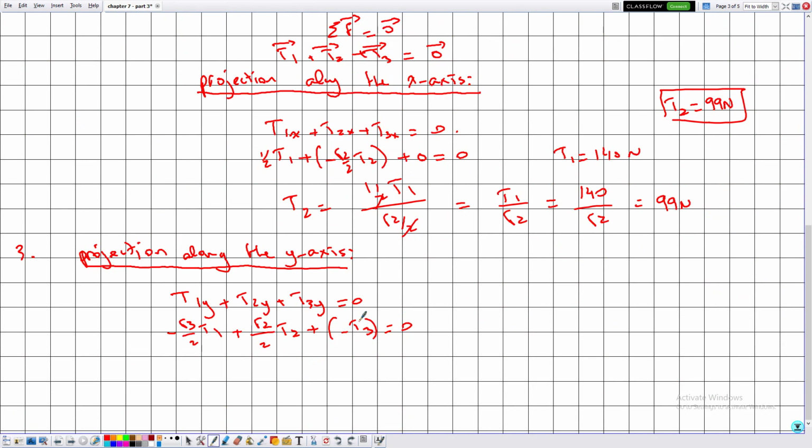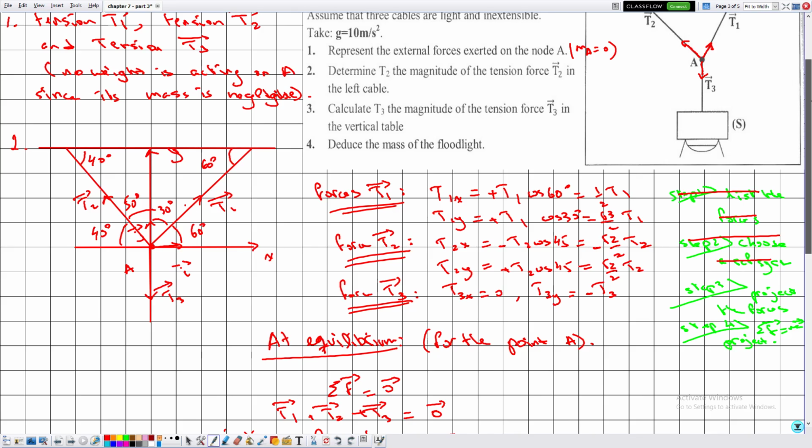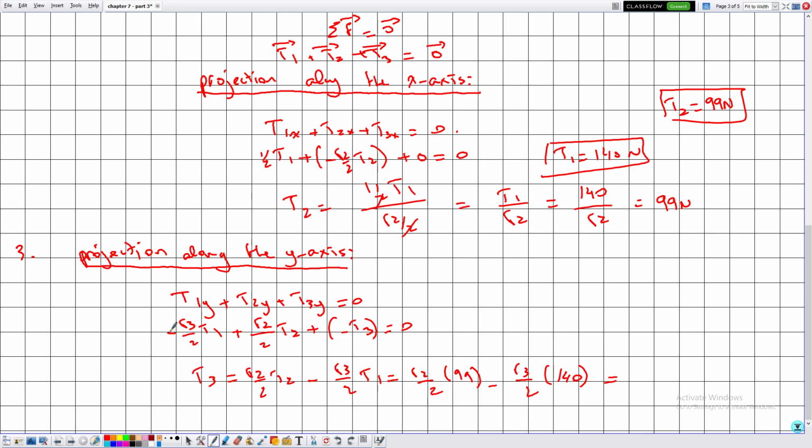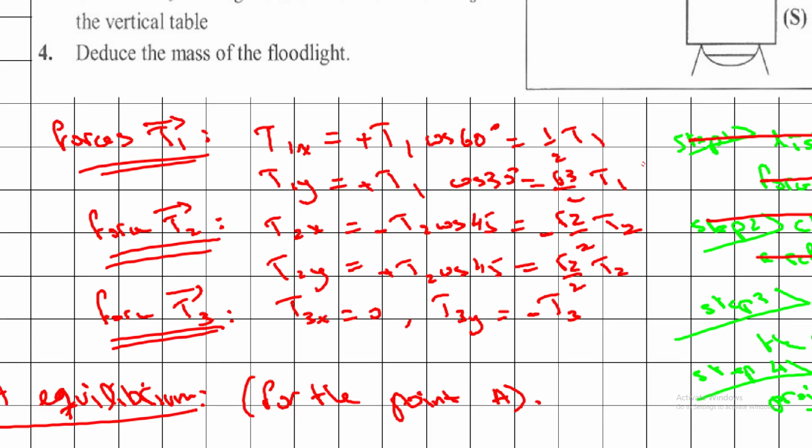So what's the type of this equation? This is a linear equation of one unknown because we know the values of T1 and T2. So T3 is equal to radical 2 over 2 T2 plus radical 3 over 2 T1, radical 2 over 2 T2, and the value of T2 is given by 99, plus radical 3 over 2 T1, and the value of T1 is given by 140. So plugging this on the calculator, probably there's something wrong here. This is plus, okay. So notice that this is plus here. There is no minus sign.